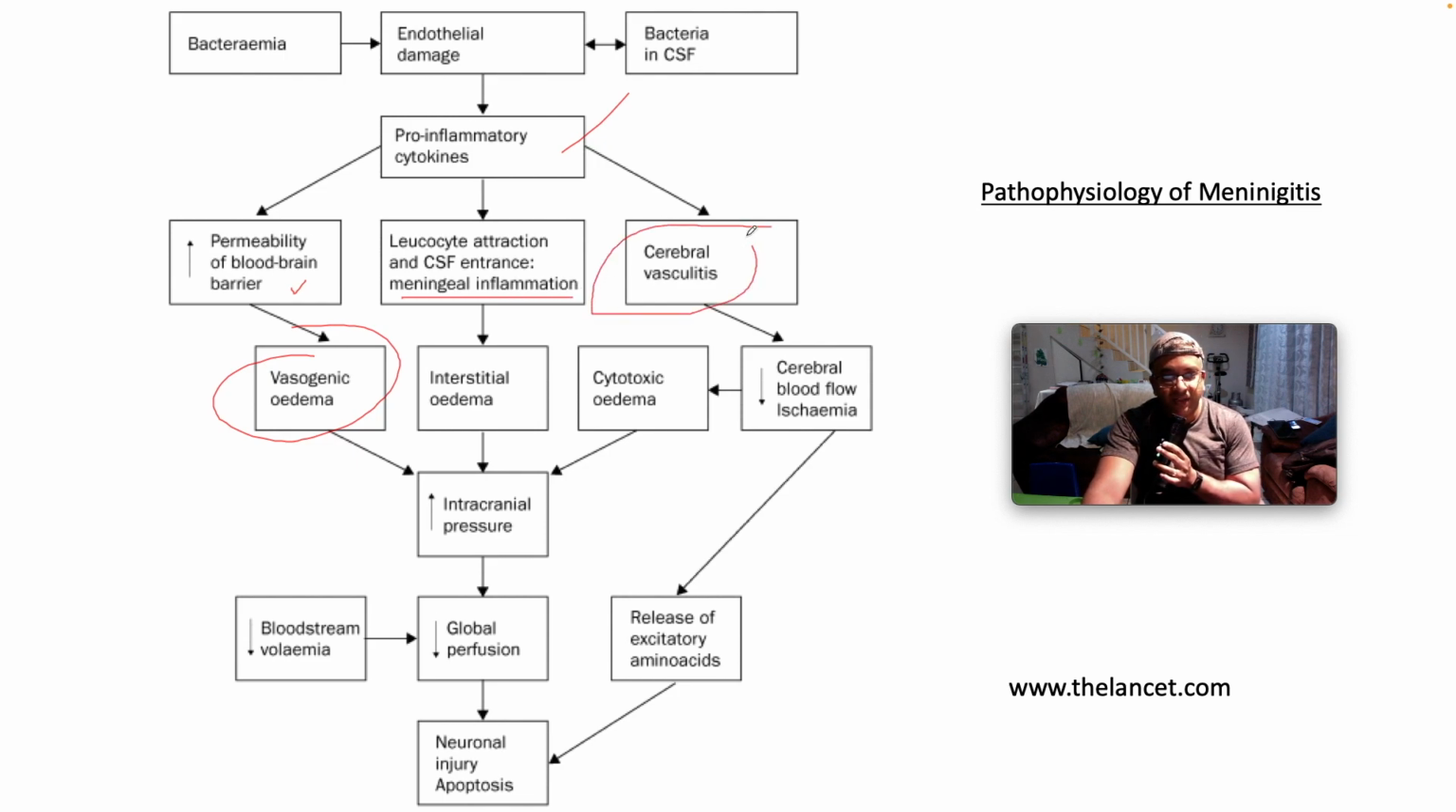They also cause cerebral vasculitis, which predisposes to infarcts. So there is diminished cerebral blood flow predisposing to ischemia, and that then releases excitatory amino acids that feed into cytotoxic edema, which together with interstitial edema and vasogenic edema raises your intracranial pressure. With the raised ICP, there's diminished global perfusion, and hypovolemia also contributes to this. So you've got diminished global perfusion with excitatory amino acids, and you have neuronal injury and apoptosis.